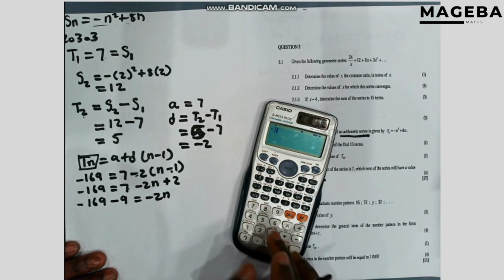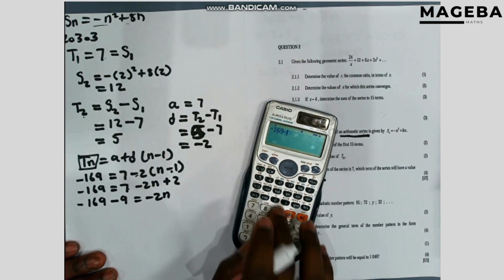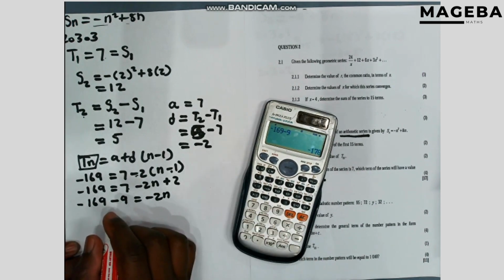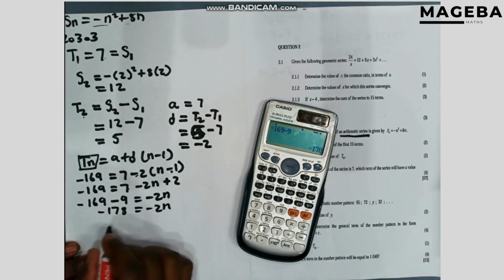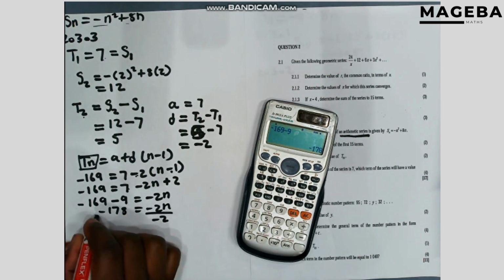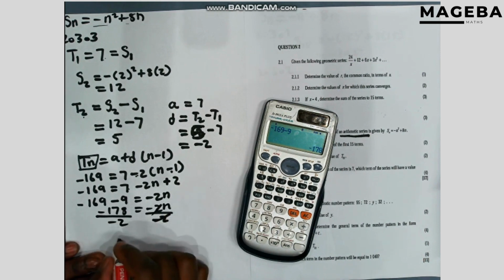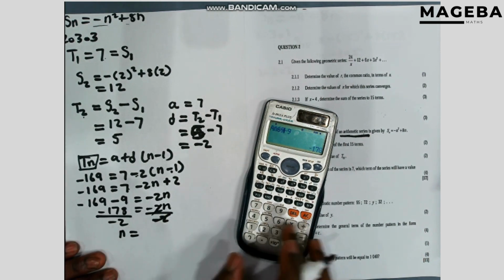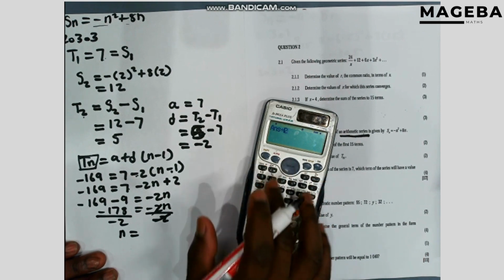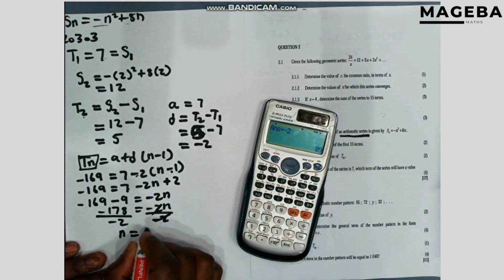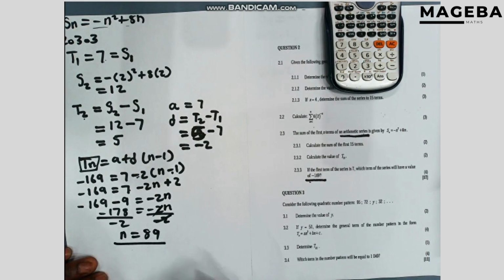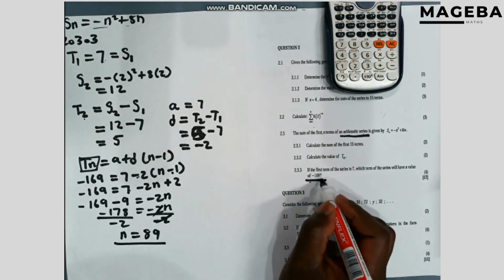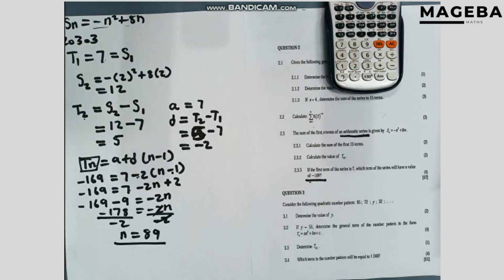Now it's negative 169 minus 9, which is negative 178, equal to negative 2n. We're looking for n, so we divide by negative 2, divide by negative 2, n cancels n, so negative 178 divided by negative 2, what do we find? We find 89. Which term of the series? This is the term of the series that will have the value of negative 169.